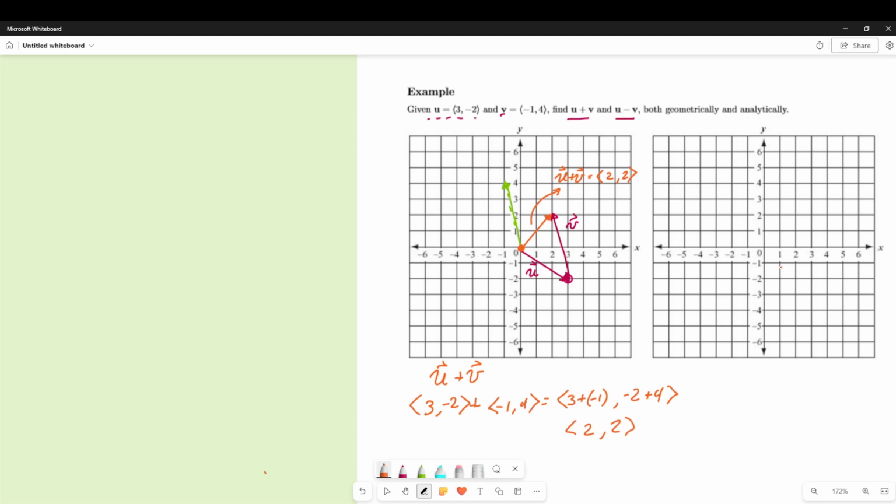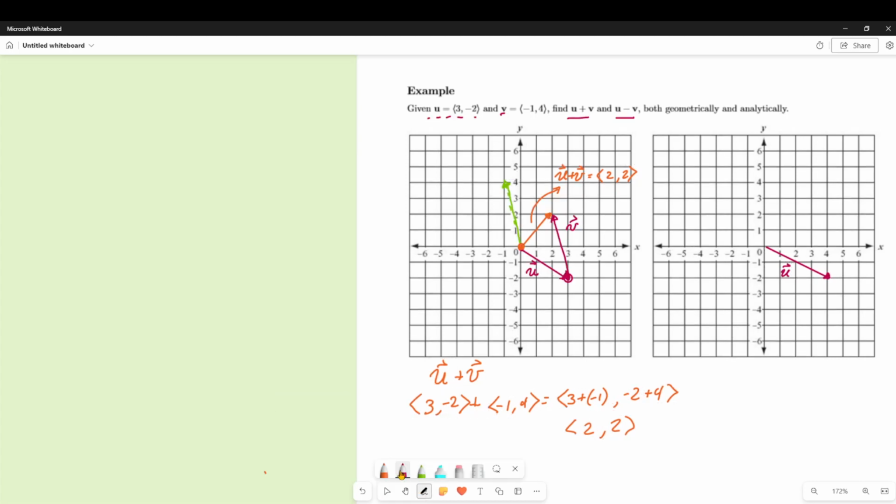Now for the subtraction, we're going to start with that same vector u. So down 2 over 4, so it's going to end there again. So that's our vector u. But we don't quite want v. We want v's opposite. So we want something going the same magnitude as v, but in the opposite direction.